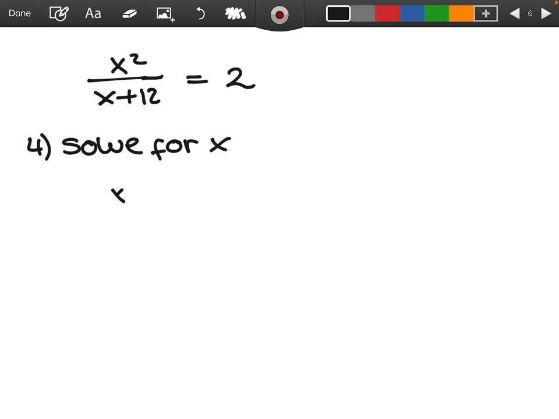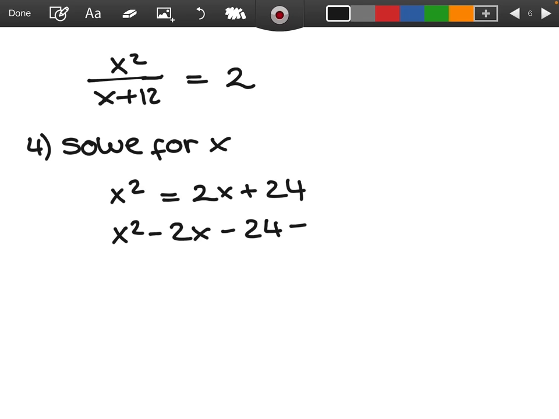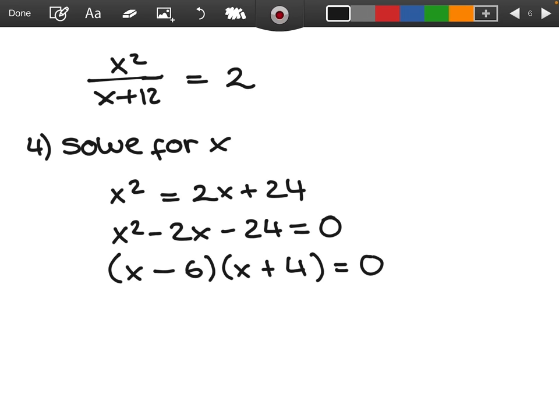So you're going to multiply both sides by that x plus 12 to give you x squared is equal to 2x plus 24 when you multiply it out. Get everything onto one side so that you can set it equal to 0. And then factor it, and you should find you would get negative 6 and positive 4. So your possibilities for x are 6 and negative 4.